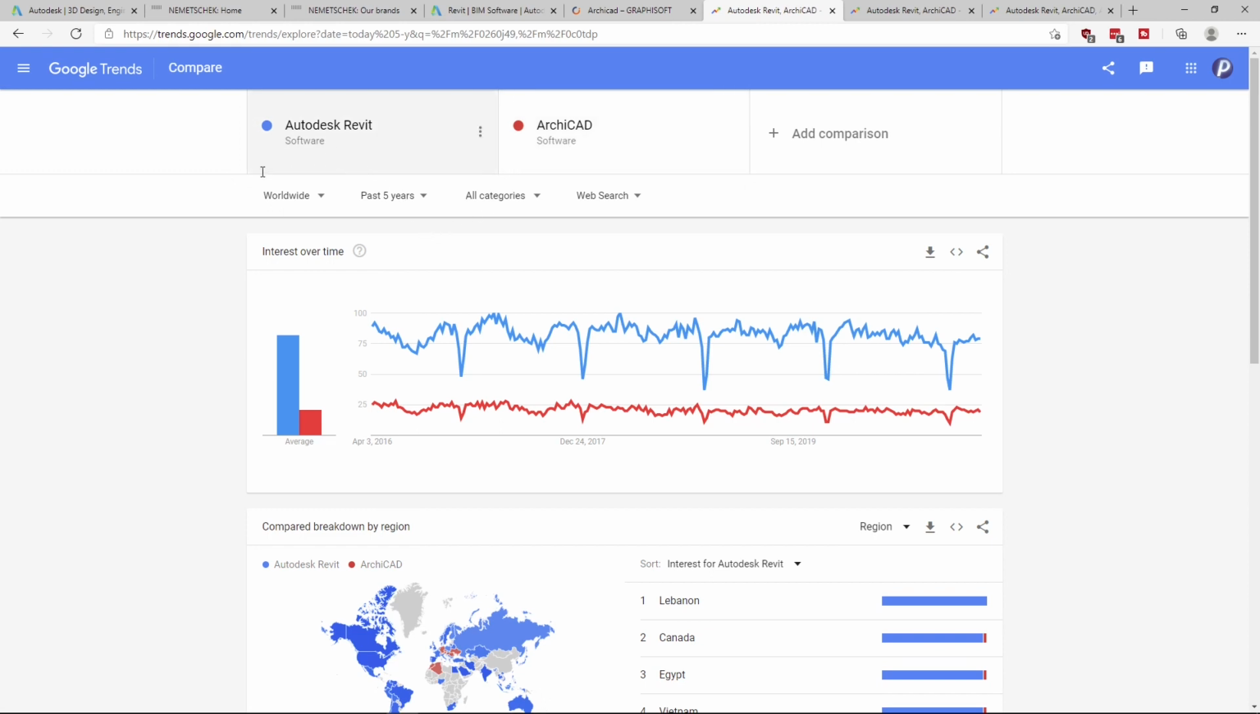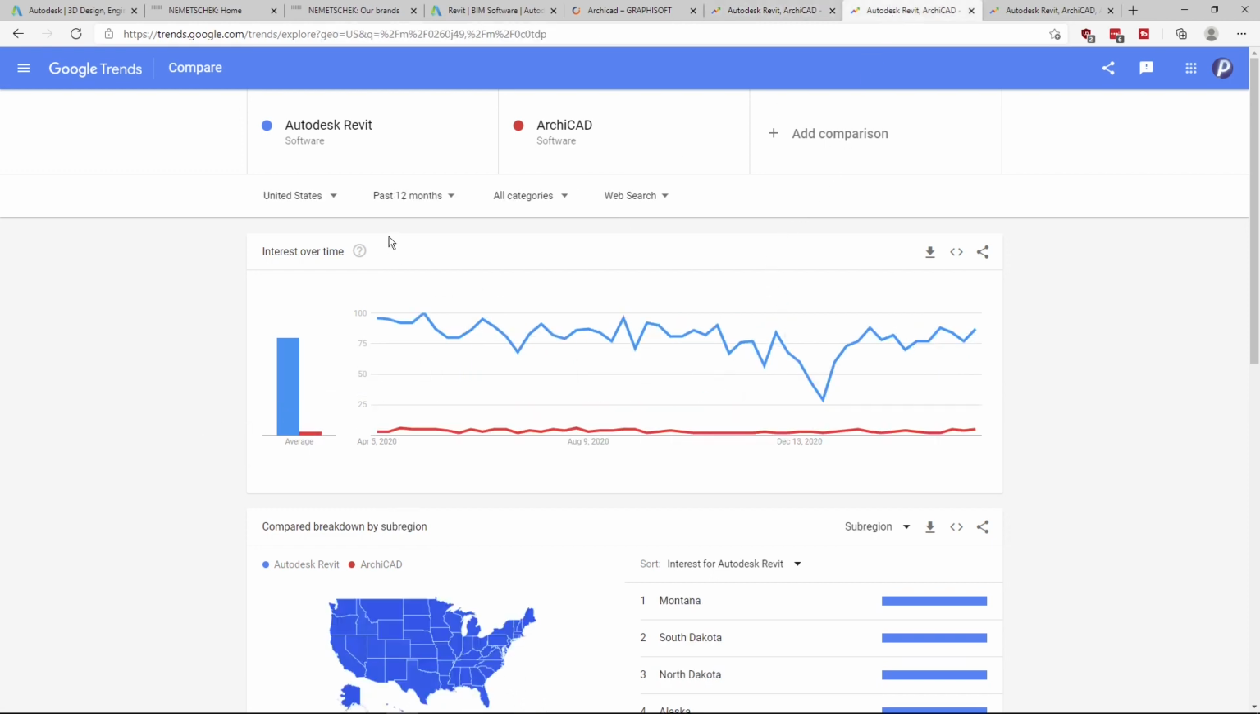And when we take a look at the worldwide Google Trends in the past 5 years, the trend is quite similar. It's not changing much. And you can see that during the past 5 years, Autodesk Revit has had Google search 82, and ArchiCAD had 21. This can differ quite a lot in between regions.